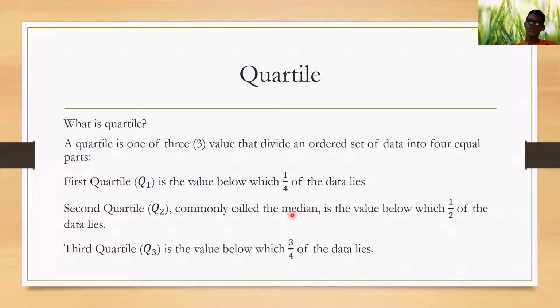Now, what is a quartile? A quartile is one of 3 values that divide an ordered set. Now, emphasis on ordered. Your data need to have some order, ascending or descending order. That's it. Some ordered set of data into 4 equal parts. So imagine dividing your data set into 4 parts. That is a quartile. Now, quartile comes from quarter. You know what a quarter is, 1/4. So when you hear quartile, think of quarter.